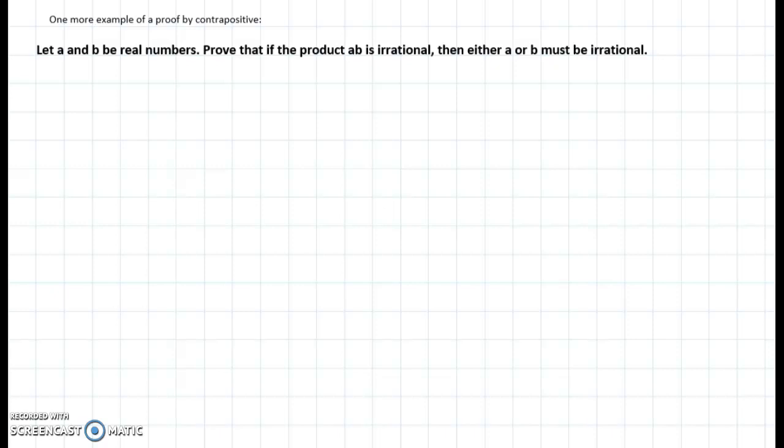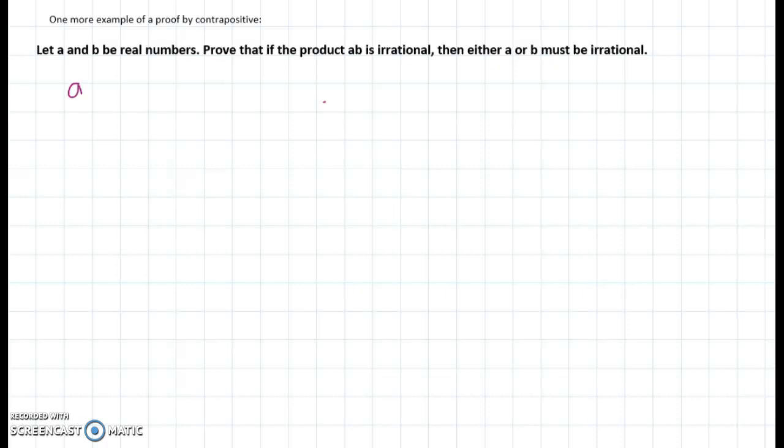We are going to see one more example of a proof by contrapositive. The result we want to prove is the following. We want to show that if A and B are real numbers, then if the product A times B is irrational, then either A or B must be irrational. So let me write this down.